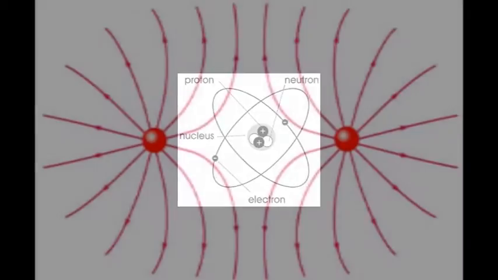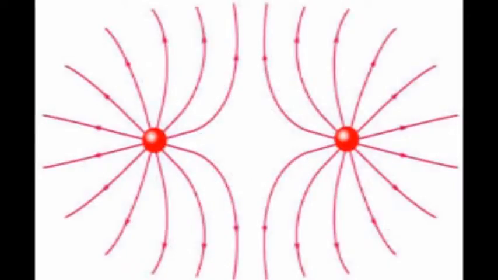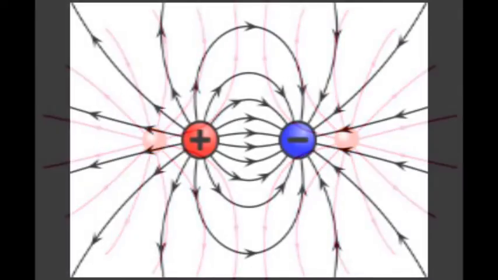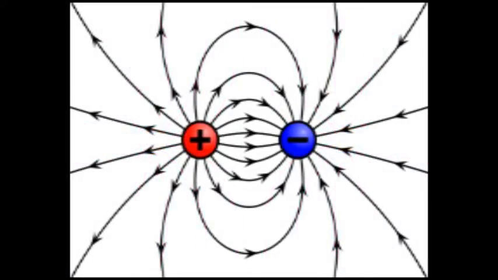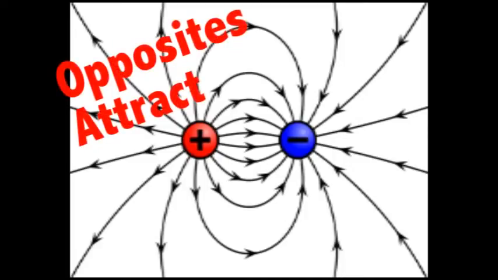Two positive charges will repel each other, and two negative charges will also do the same. However, if we have a positive and a negative, they will attract and pull each other together. As the rule goes, opposites attract.